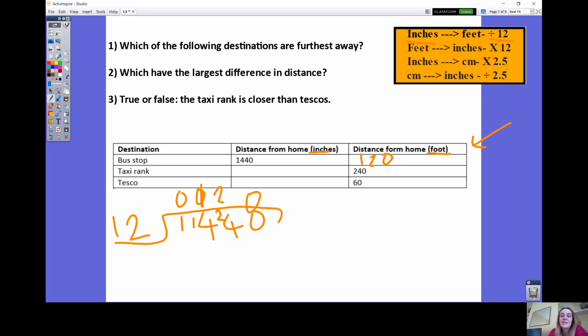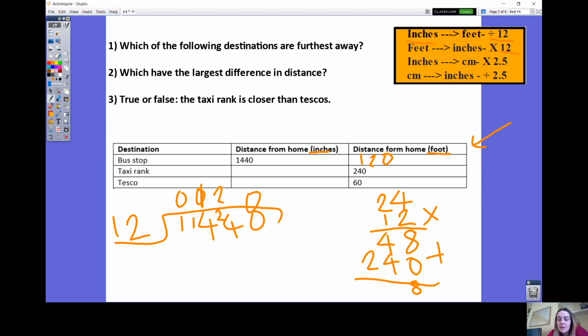Taxi rank, so to go from feet to inches this time, you need to multiply by 12. So I'm going to have to do 240 multiplied by 12. To make this a bit easier, I'm just going to do 24 multiplied by 12 and add a 0 onto the end. 4 multiplied by 2 is 8. 2 by 2 is 4. A 0 here. 1 by 4 is 4. 1 by 2 is 2. Add them together and add a 0 on the end. So it's 2,880 inches. So obviously you can see that's already longer.